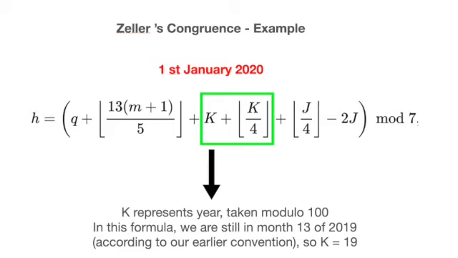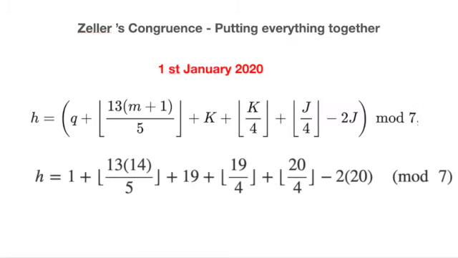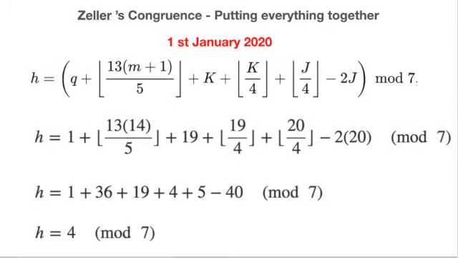k here is 19. Finally, we can think of j as a century counter, or more easily, the quotient when we take the year divided by 100. In this case, it will be 20. We can put everything together and use the floor function I introduced earlier to see that h is 4. So 1st January 2020 is a Wednesday.